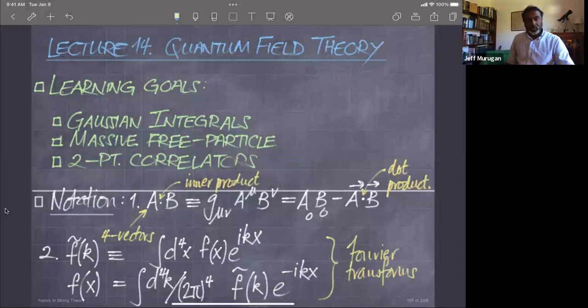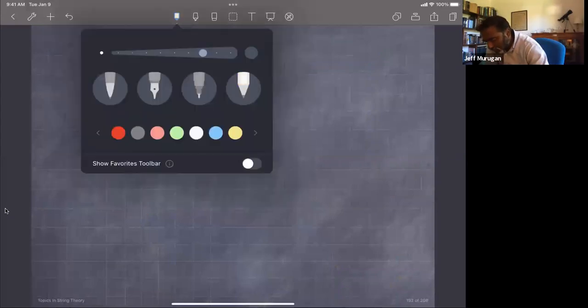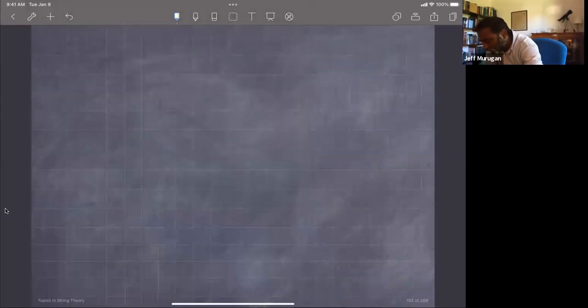That we're going to be using as we go forward. Okay. So now I want to take what we've learned in quantum mechanics, where we were dealing with a single degree of freedom that we called q(t), and apply it to an infinite number of degrees of freedom, which I'm going to call phi.